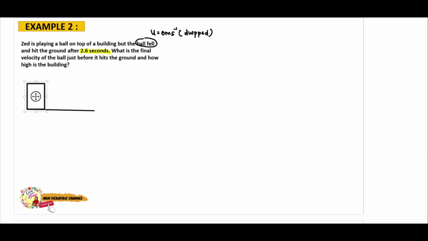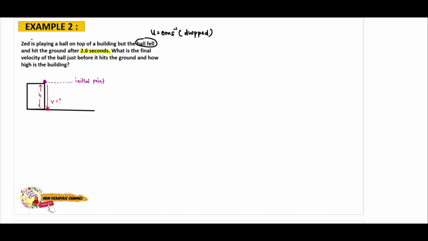Okay, now let's try to label. It means that the object dropped from here, so we consider this as the initial point. We don't know the height of the building, so I put it as H. The object will move downward, and at this point we want to calculate the velocity.